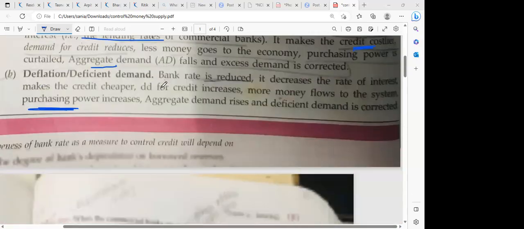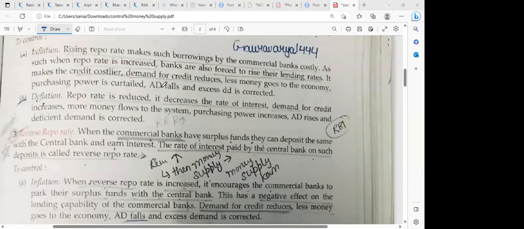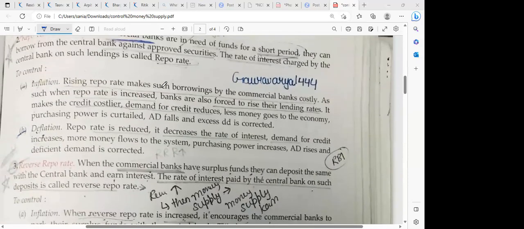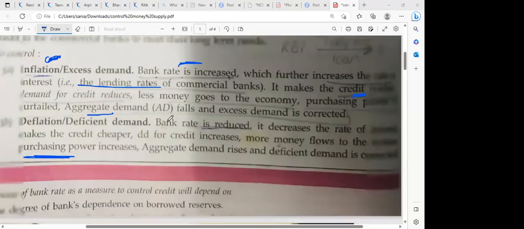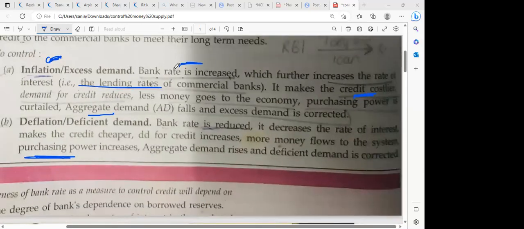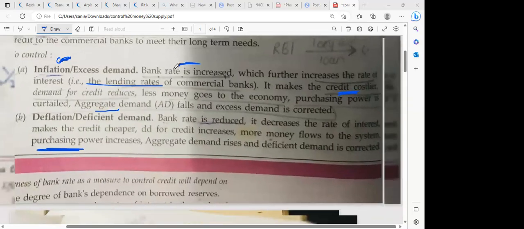Okay, now coming to the next one, this the same thing you will write, but over here repo rates make such borrowing costlier. So over here you will write the same thing, exact same thing. Clear? Okay, so whatever you wrote over here, just copy it, just instead of bank rate write repo rate.